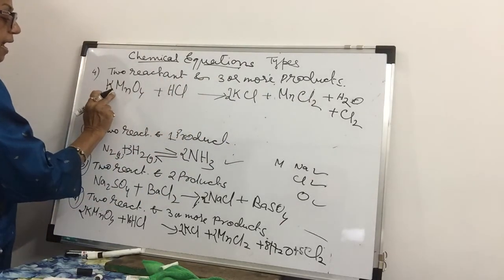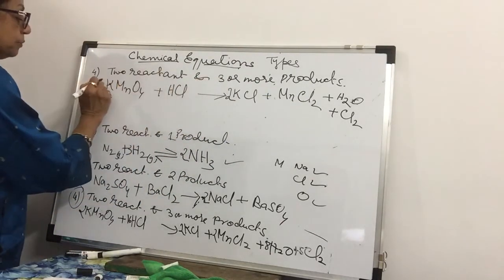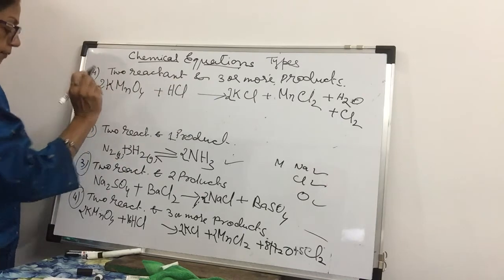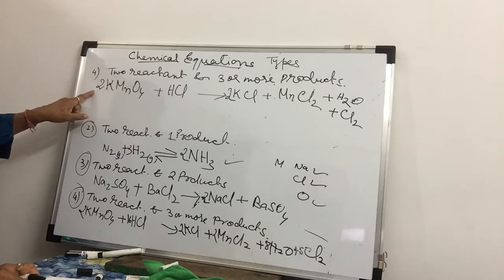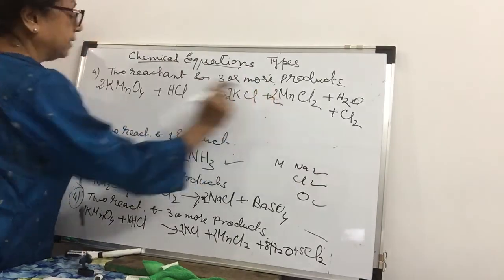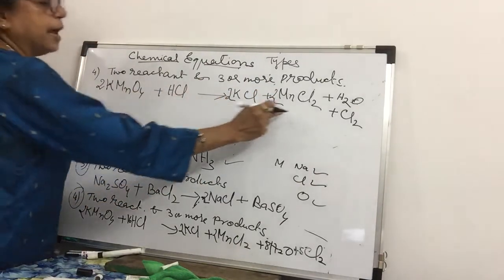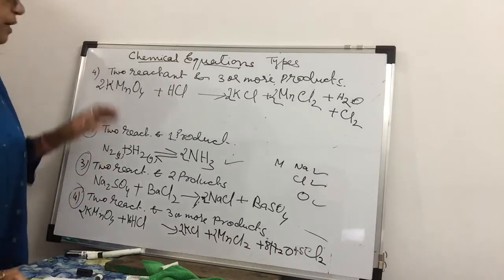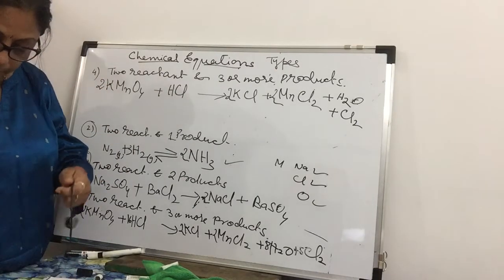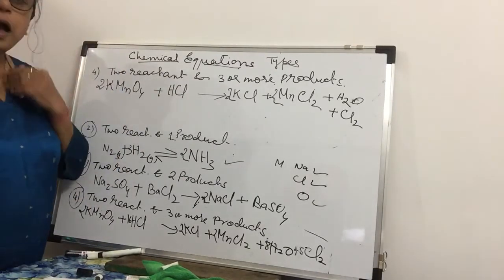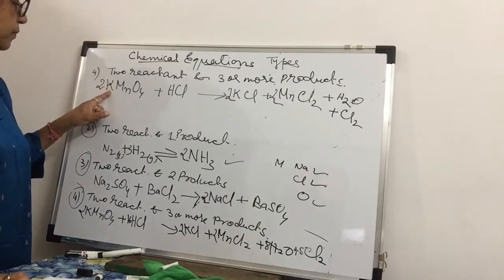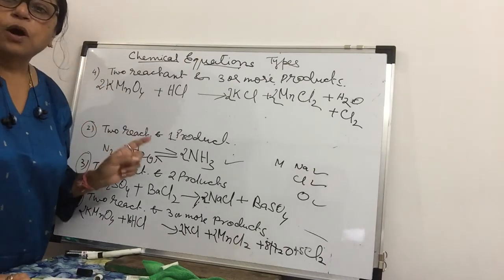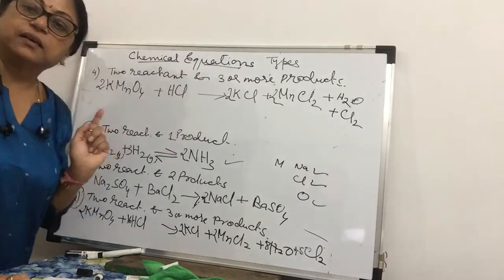And here, then potassium becomes 2. So I can put 2 here. Correct? Then manganese becomes 2. If I put 2 manganese, then it has to be 2 manganese. See, 2 manganese and 2 manganese here. After balancing one element and the number of atoms of that element, again check.